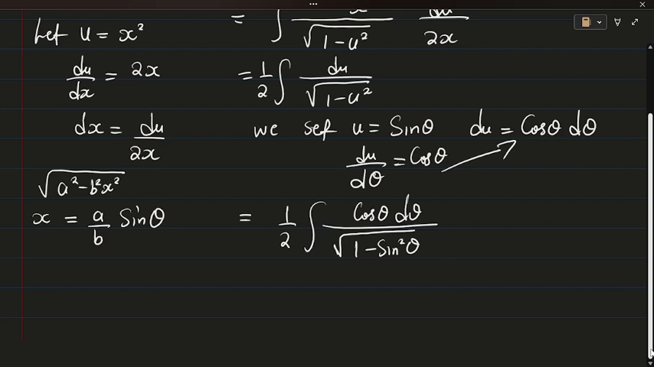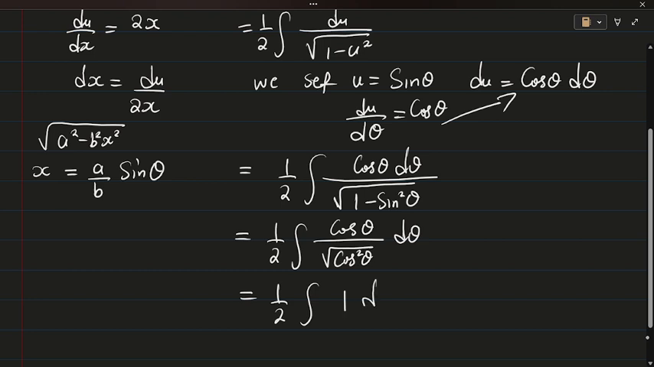So when you solve this, you can clearly see that, because square root of cos squared theta is the same as cos theta, we have integral of cos theta over cos theta, which is 1 d theta. So in this case, we're going to have 1 over 2, and then if we integrate 1 with respect to theta, we're going to get theta plus c.